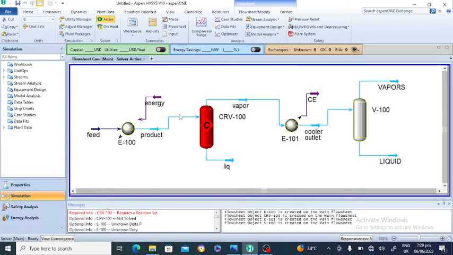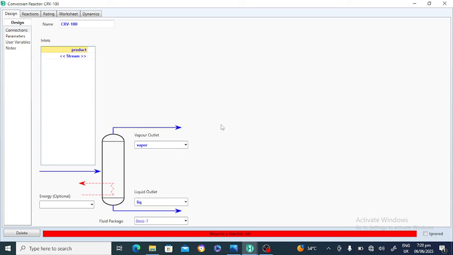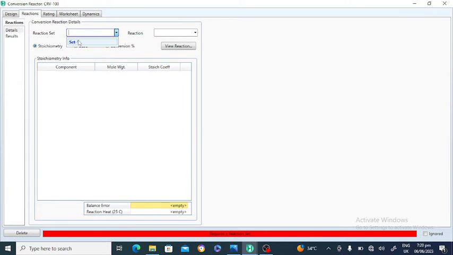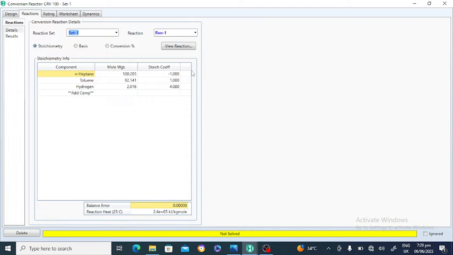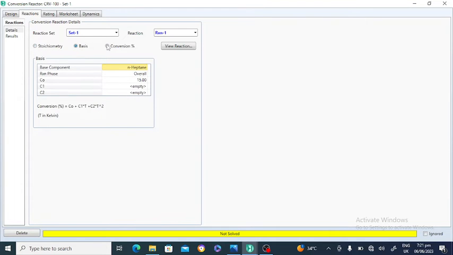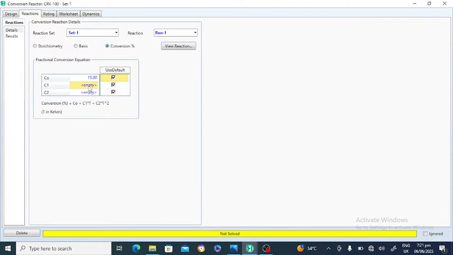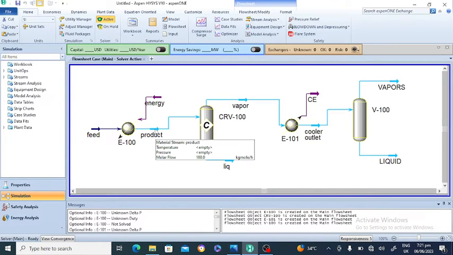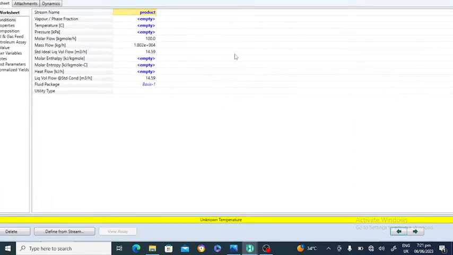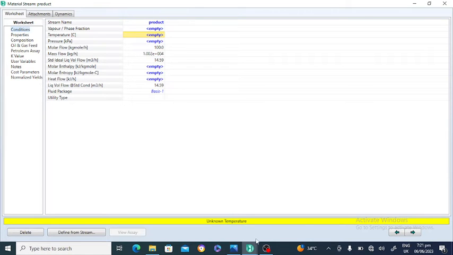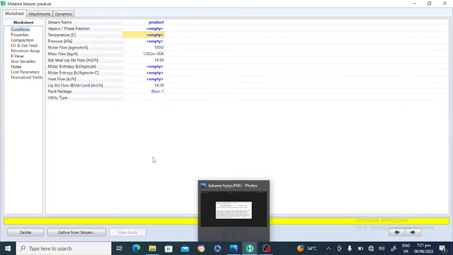Now click on the reactor, and here it requires a reaction set. So go to the reaction, and click on set, reaction set number 1. So this is okay. Now this is the basis, this is the conversion. C1 and C2 are 0. Now for the product stream, the feed is heated from 65 to 800 degrees Fahrenheit.